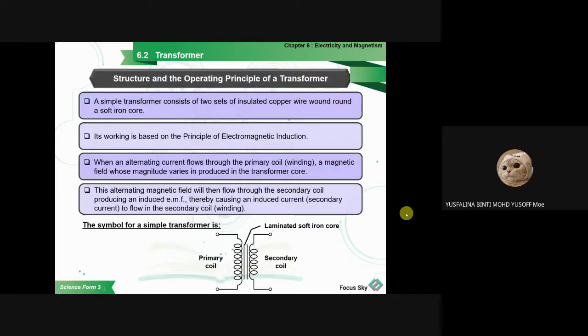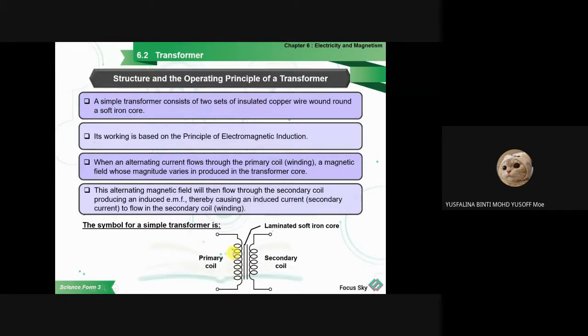Okay, so just now we already see the two sets of insulated copper wire. The first one at the left side and the other at the right side. At the left side we call it the primary, and the right side we call the secondary coil. Then when an alternating current flows to the primary coil, so let's say this is the primary coil.